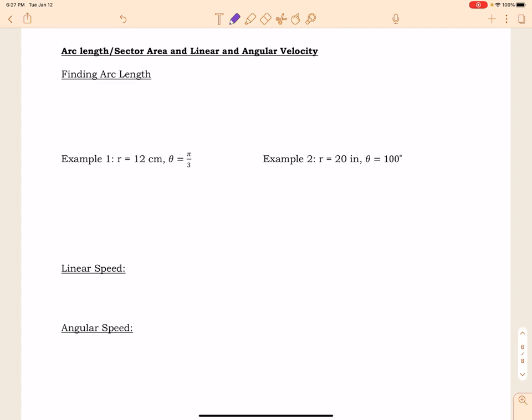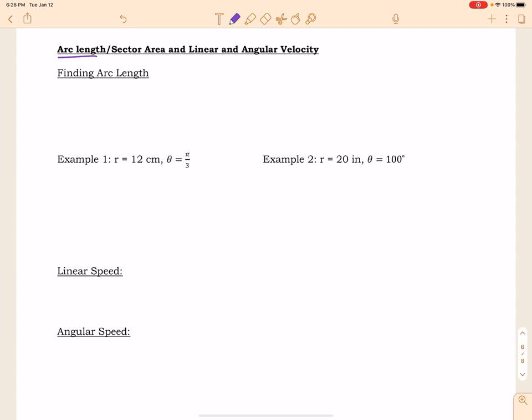Hello, pre-cal babies. Okay, we have arrived at the end of Unit 5, and we are now going to be talking about arc length, sector area, and linear and angular velocity. So hopefully I can keep this down to a pretty short video, we'll see.